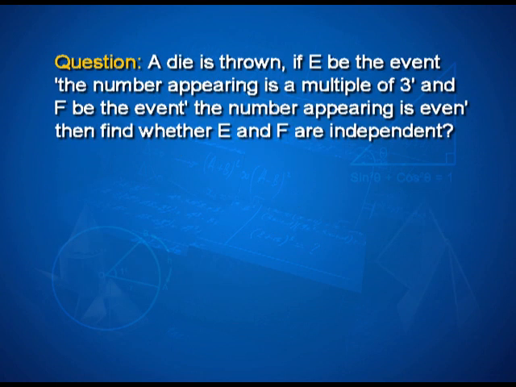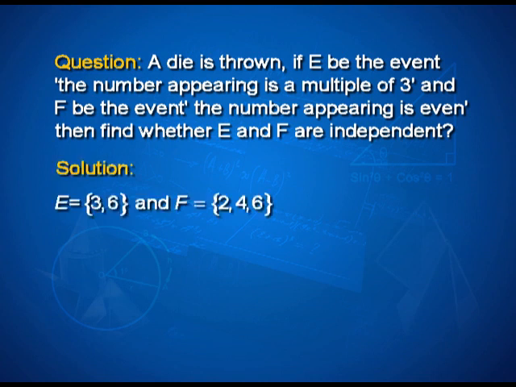Let us consider an application of what we have discussed just now. The problem says that a die is thrown. If E be the event, number appearing is a multiple of 3, F the number appearing is even, then find whether E and F are independent. So, if we start with the event E in the roster form, number appearing is a multiple of 3. So, 3 and 6. F, number appearing is even. So, 2, 4, 6 are favorable for F.